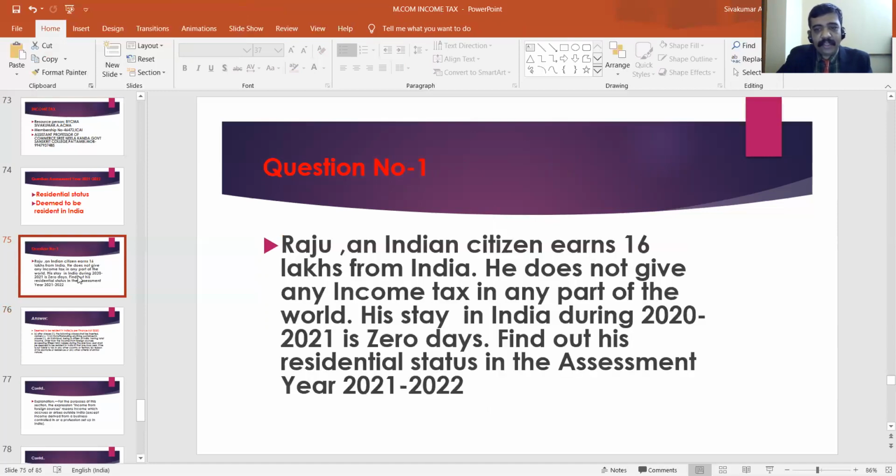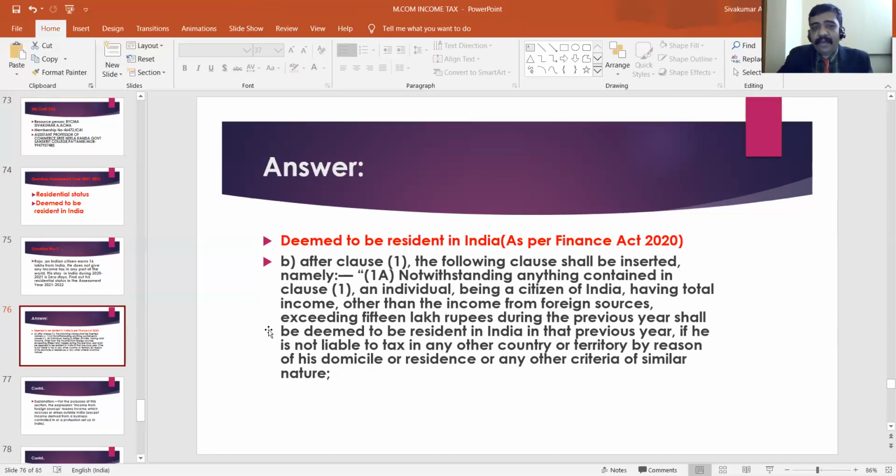Please look at the question again. Raju, an Indian citizen, earns 16 lakhs from India. And now, please look at the PPT. Deemed to be resident in India as per Finance Act 2020. After clause 1, the following clause shall be inserted, namely 1A: notwithstanding anything contained in clause 1, an individual being a citizen of India having total income other than income from foreign sources exceeding 15 lakh rupees during the previous year shall be deemed to be resident in India in that previous year if he is not liable to tax in any other country or territory by reason of his domicile, residence, or any other criteria of similar nature. Okay. This is the important amendment related to the question, so please note it.